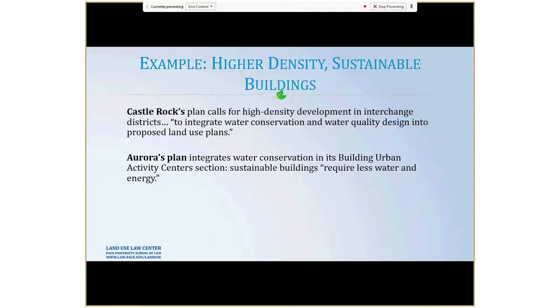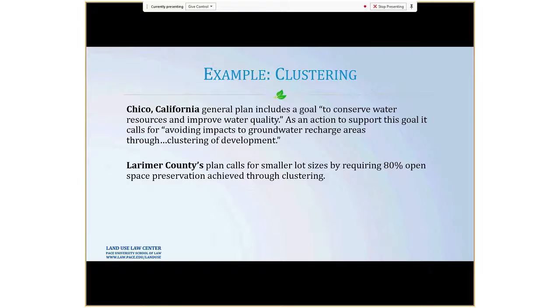Next slide. Chico, California has a general plan that includes a goal, quote, to conserve water resources and improve water quality. And as an action to support this goal, it calls for avoiding impacts to groundwater recharge areas through clustering of development. Larimer County's plan calls for smaller lot sizes by requiring 80% open space preservation achieved also through clustering.